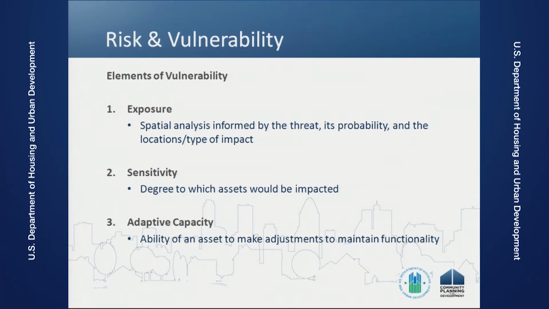Exposure looks at where different threats or hazards might occur in relation to their probability. Sensitivity considers the degree to which assets would be impacted, things like buildings, infrastructure systems, and natural resources, but also things like public services, jobs, and perhaps most importantly, people. And adaptive capacity looks at the ability of an asset to make adjustments to maintain functionality.